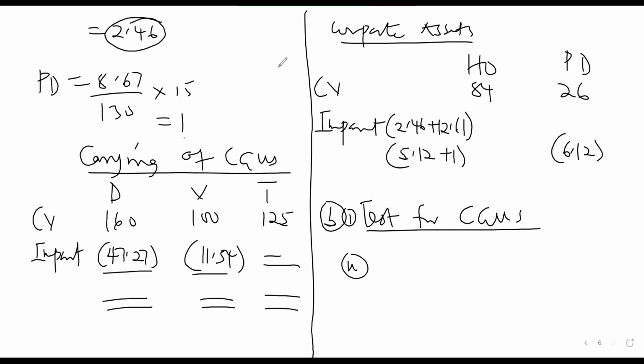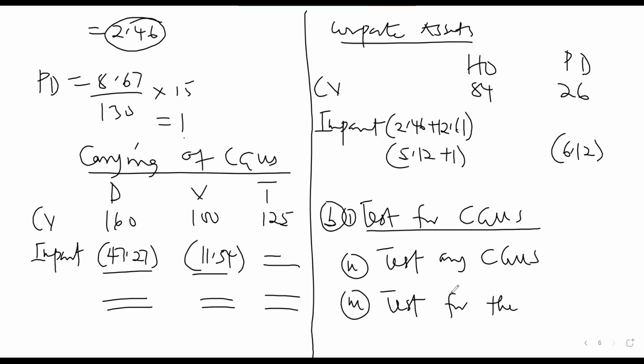The second step is that you test for any CGUs that a specific corporate asset can be allocated to. Then the last one is you test for the company as a whole. So you test for the company as a whole. So this one is very simple. This is very simple as compared to the other ones. It's very simple as compared to the sharing.